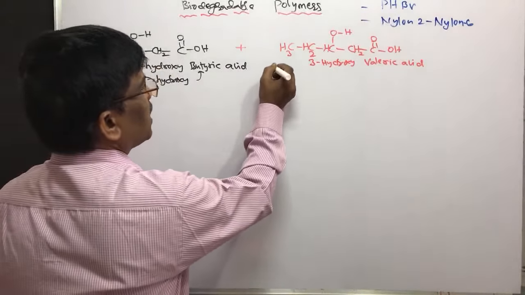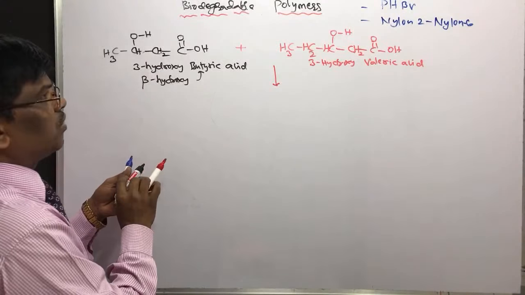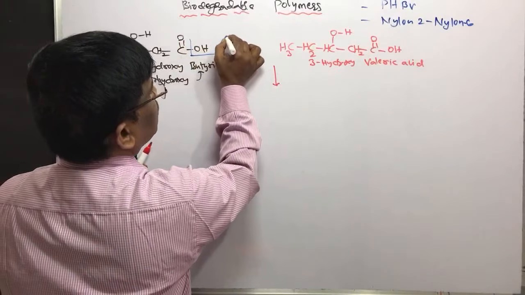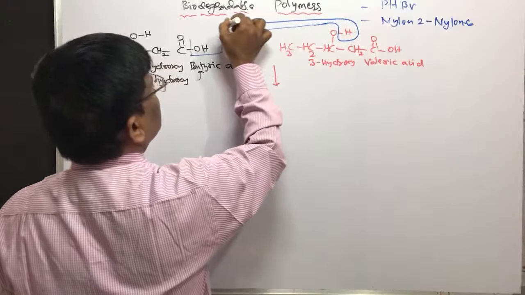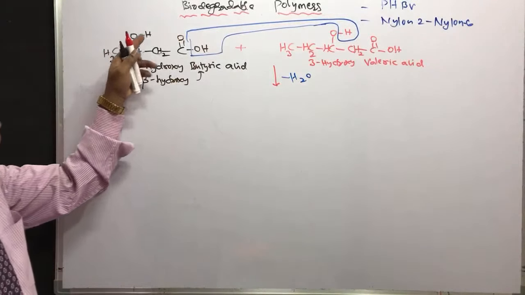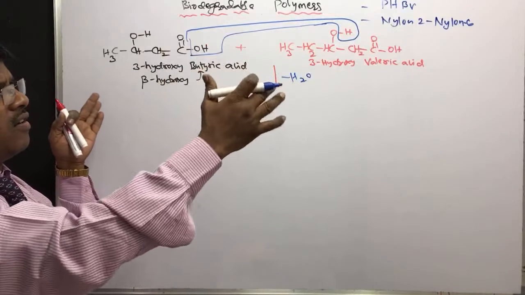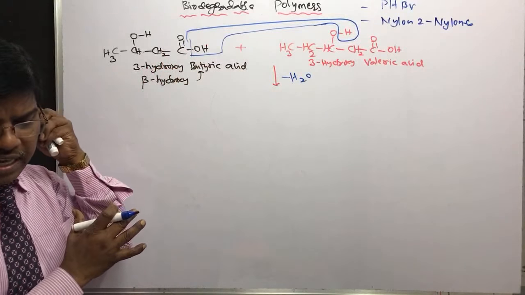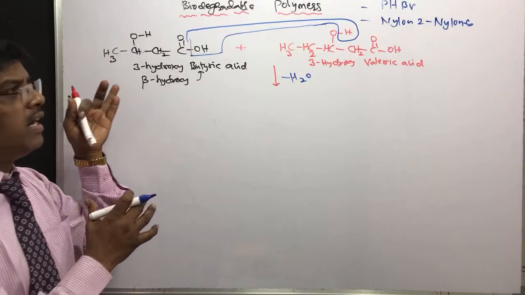When I do the polymerization, it is condensation polymerization. What is going to happen? It is going to lose water. If I do the polymerization, it loses water, minus water, and this also loses water with another acid, and it goes on losing water. So what is going to happen? Ester bond formation is going to take place.